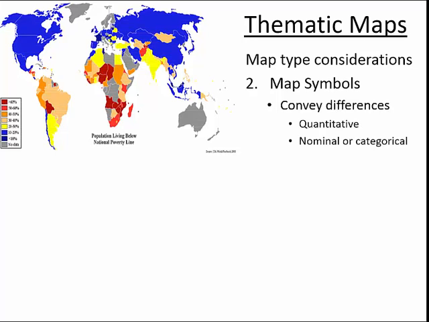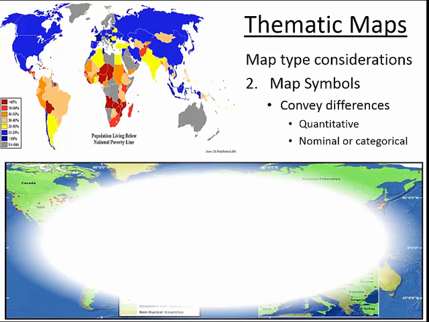We've seen here a thematic map. This is a choropleth map using color gradations and shading. This is showing quantitative differences in the population living below national poverty lines, and this is on a global scale.